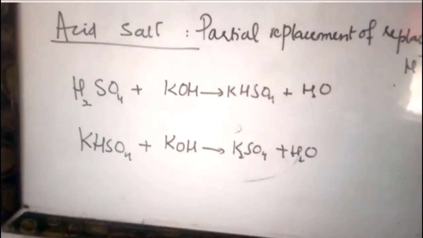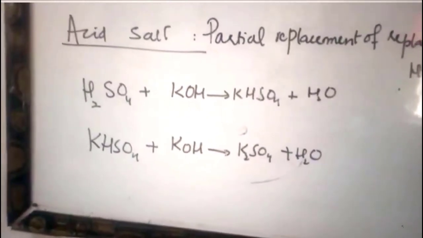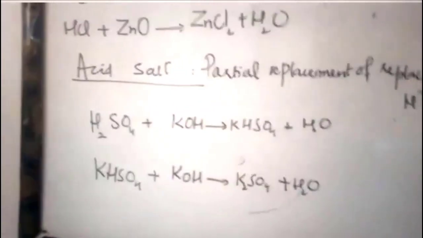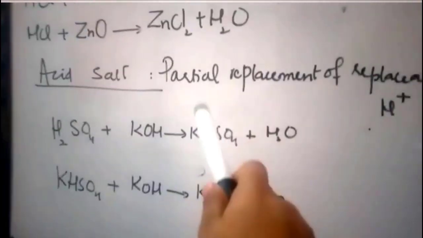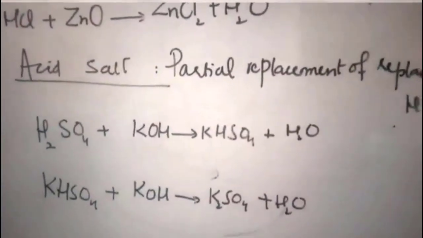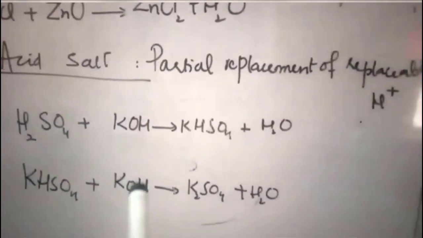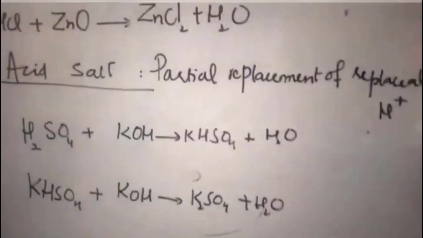Okay, you have two examples in the book. You can do the first one. With the first reaction we have seen that H2SO4 and KOH form KHSO4 plus water. This hydrogen shows the properties of the acid, and when this hydrogen again reacts with KOH, it is converted into K2SO4 plus water. The next one is the basic salts.